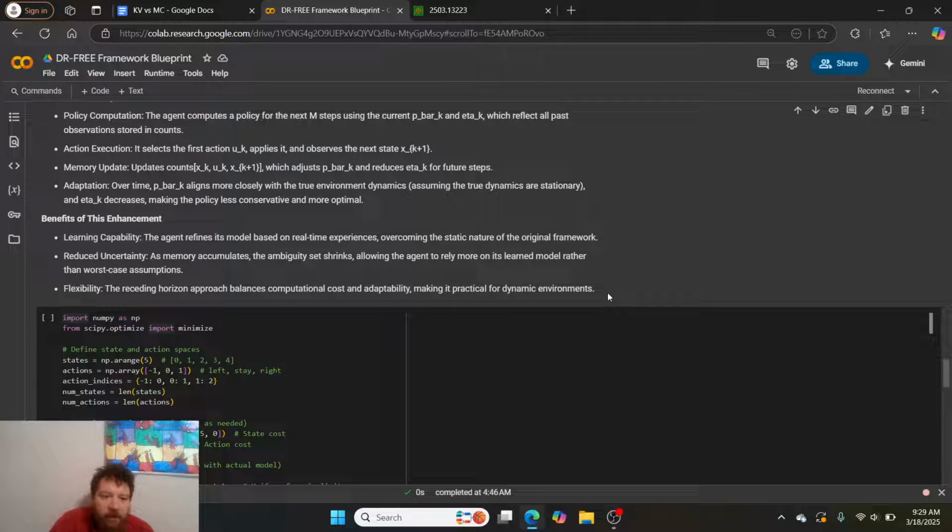And then my benefits: it's learning capability. The agent refines its model based on real-time experiences, overcoming the static nature of the original framework. Reduced uncertainty: as memory accumulates, the ambiguity set shrinks, allowing the agent to rely more on its learned model rather than worst-case assumptions. And flexibility: the receding horizon approach balances computational cost and adaptability, making it practical for dynamic environments.